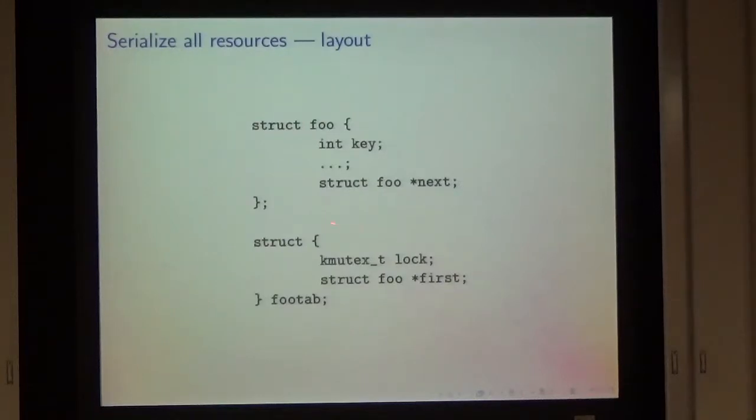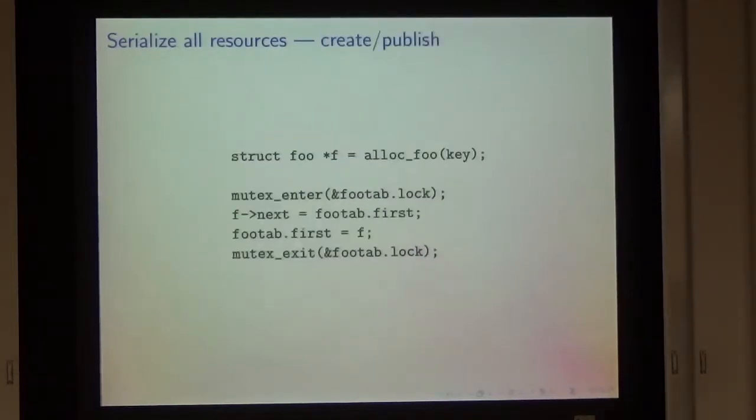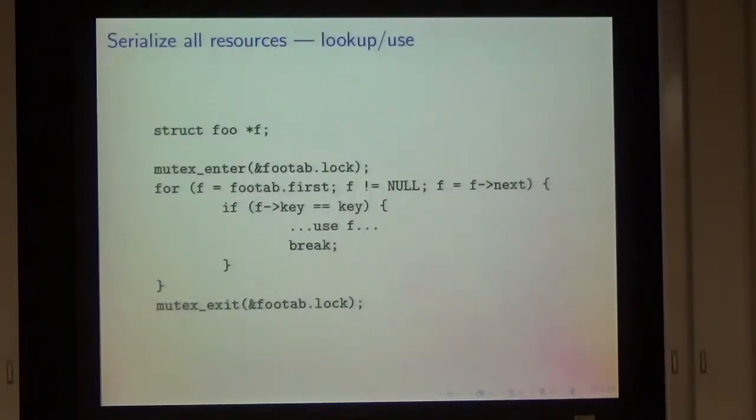There might be one table of foos, just one giant linked list of foos, with a lock to protect it so that multiple threads can look up foos, starting at the first one in the linked list. To create and publish a foo, we allocate some memory for it with the key in question, then we set up the next pointer of that foo and insert it into the linked list under the lock. And the mutex ensures that only one thread at a time can ever be using the foo table lock.